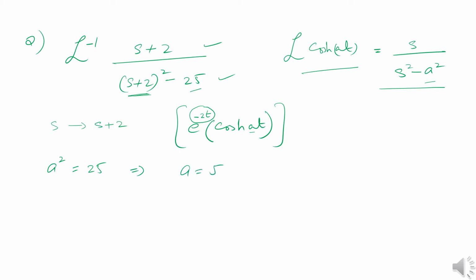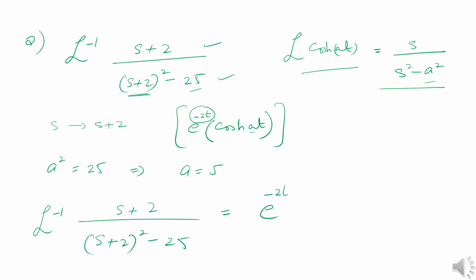So now we are very near to our solution, and we can say that the Laplace inverse transform of s plus 2 divided by s plus 2 whole squared minus 25 is just equal to e raised to the power negative 2t cos hyperbolic 5t. So that is the final answer of this problem.